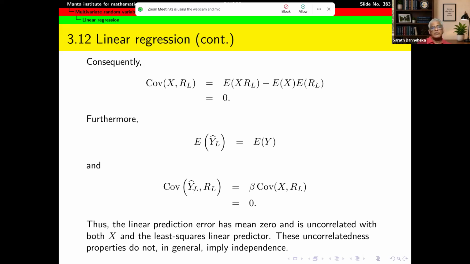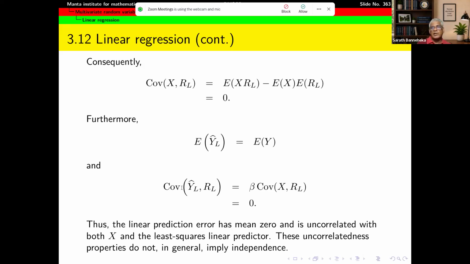And the covariance between the predictor and the residual is also 0, because the covariance between this thing, we can see, is equal to beta times the covariance between x and RL, because we know that y hat is equal to alpha plus beta x. So if you replace y hat here by alpha plus beta x, using the properties of the covariance, you can easily see this. But because the covariance between x and RL is equal to 0, this is also 0.